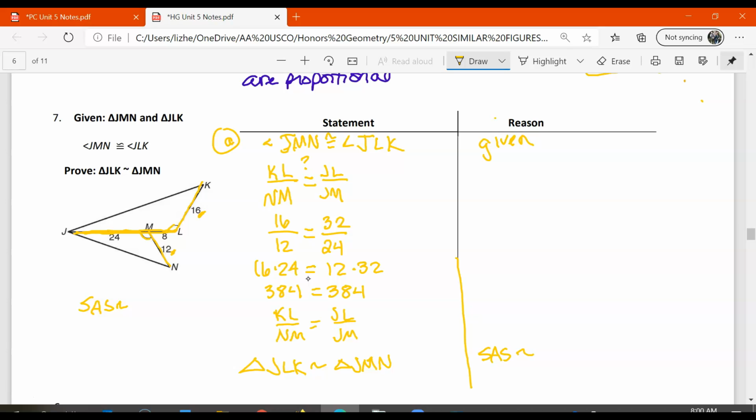So we need to put reasons in here. This would be, I'm just struggling here with the reason for this. Let me see what I put here. Oh, I see what I did last time. Kind of wrote it differently. Let me just change this a little bit.